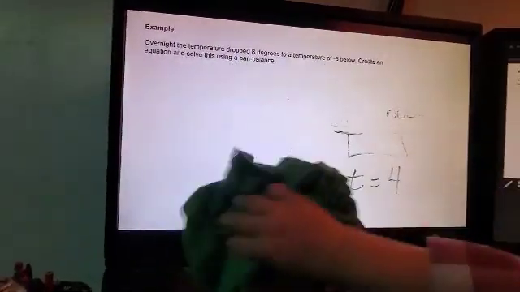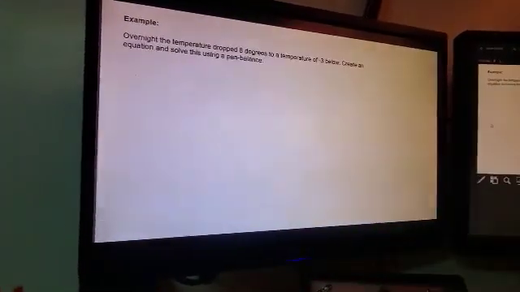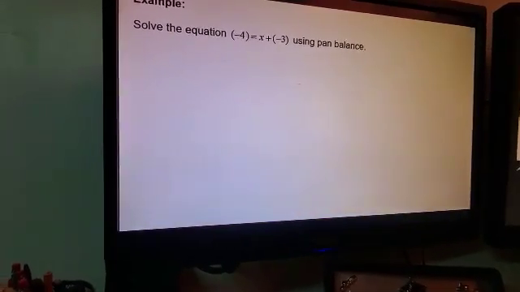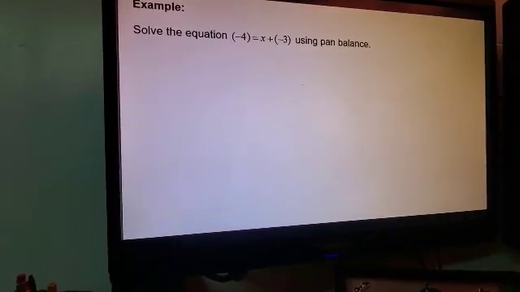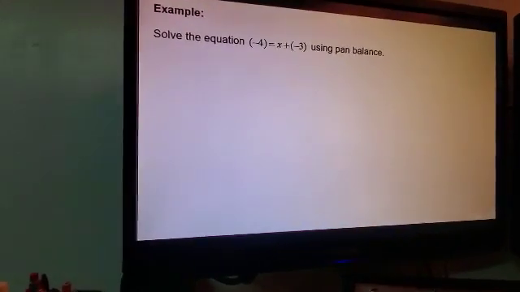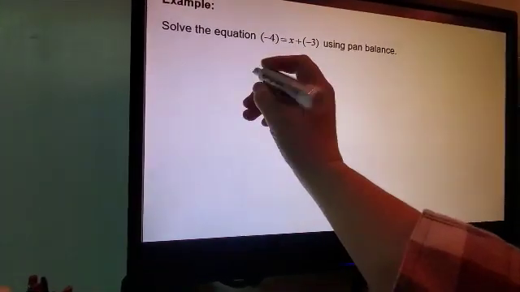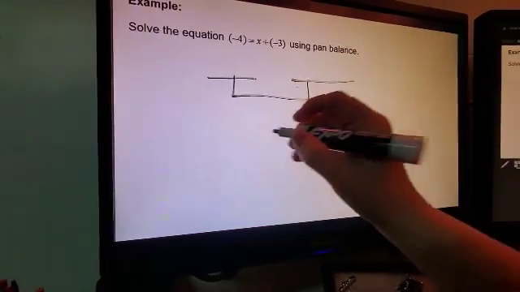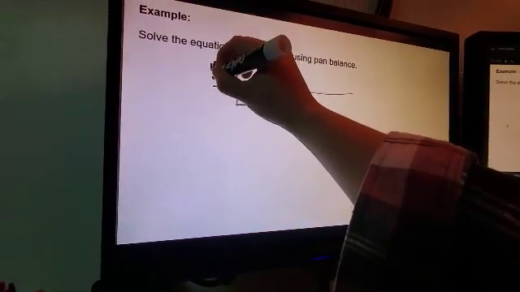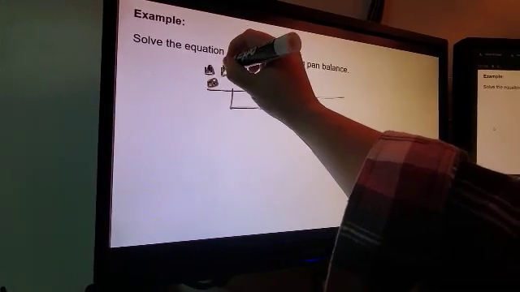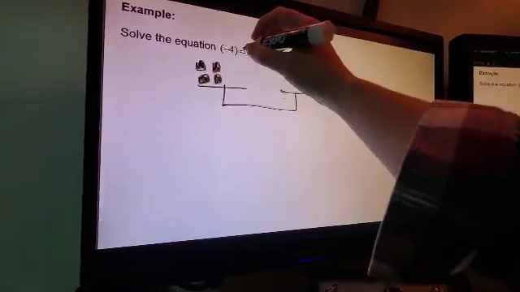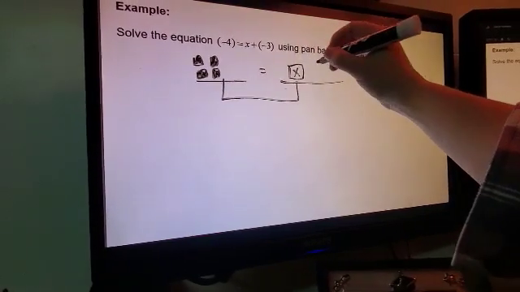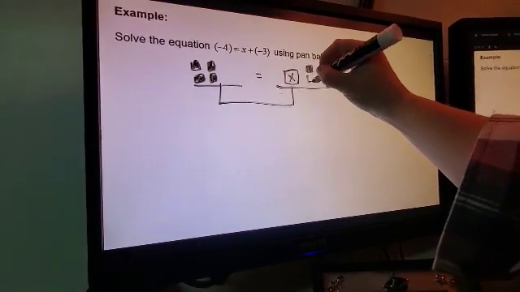Now, let's take care of the next example here, and this is going to be our last one. So we're going to solve this equation using pan balance. So here we go. Here's our pan scale. We've got -4 over here. There's our equal sign. Then we've got our x. And then we've got -3 over here.